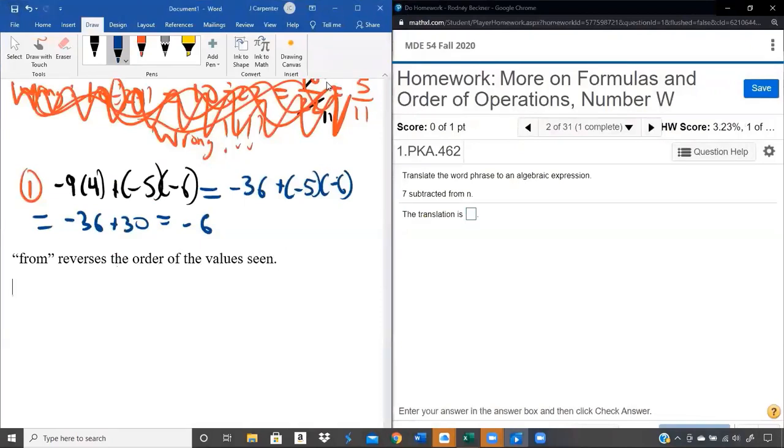So in other words, saying 7 subtracted from n, this is not going to be 7 minus n, it is actually n minus 7. So this from phrase will be littered throughout the semester, so be prepared to see that. If you see something is subtracted from or taken away from.